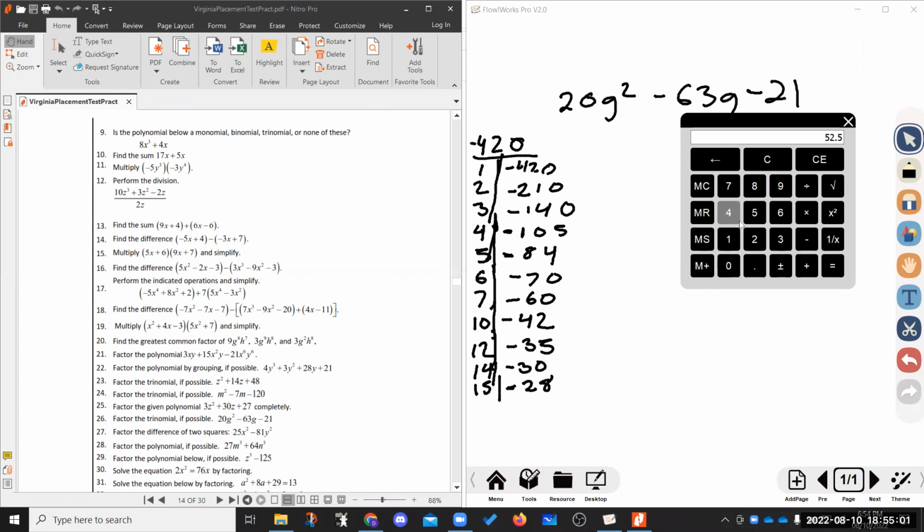Nope. 420 divided by 9. Nope. 420 divided by 11. Nope. 420 divided by 13. I'll explain why I'm trying to get all these. Let me see what the square root of 420 is. I'm getting close. Okay, so I need to go to 20.